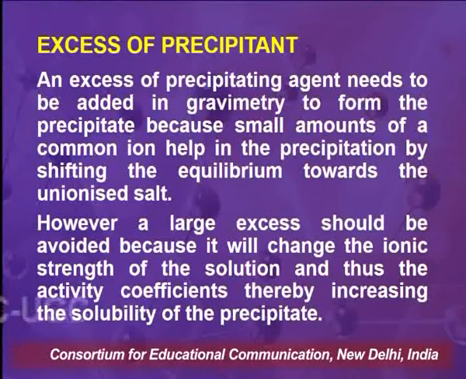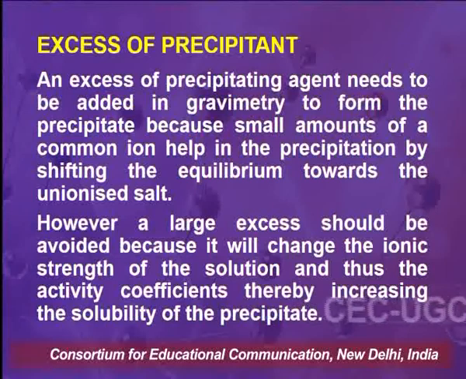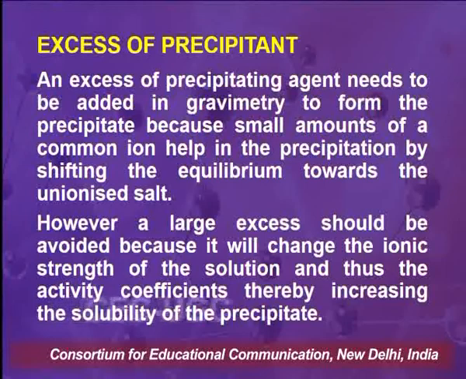When we talk about the precipitating agent or precipitant as we say, it is the reagent which is added to the metal ion solution to produce the precipitate of the metal ion. Always an excess of the precipitating agent needs to be added in gravimetry to form the precipitate, because small amounts of a common ion help in the precipitation by shifting the equilibrium towards the unionized salt. However, a large excess should be avoided because it will change the ionic strength of the solution and thus the activity coefficients, thereby increasing the solubility of the precipitate.